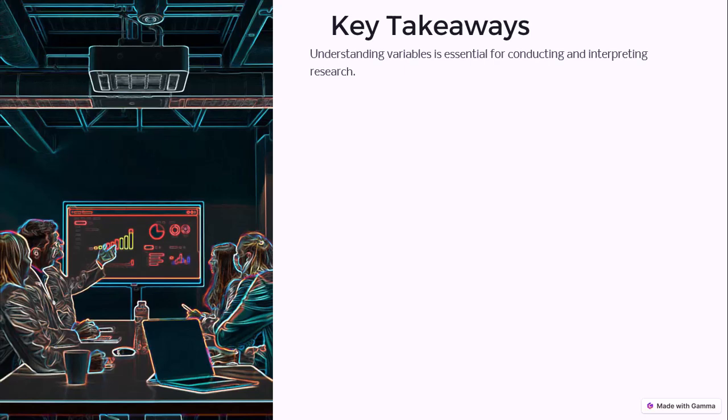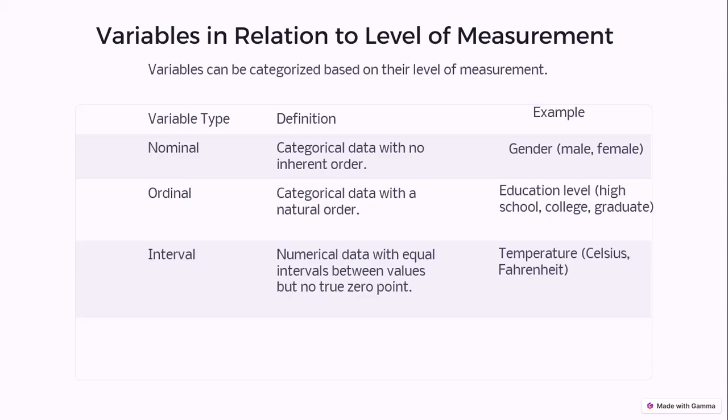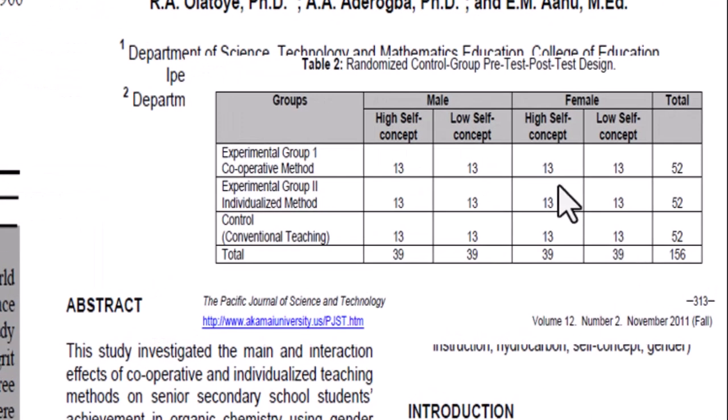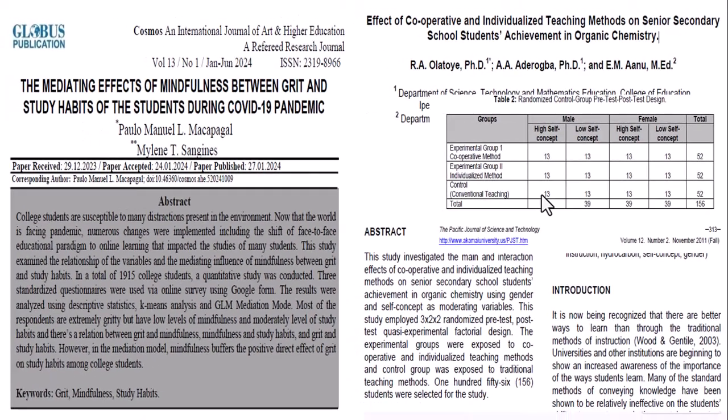We explained that in one of our videos, how you can convert certain variables to become categorical. If you look at the typical example of this research here, even the self-concept was measured using a Likert scale, but at the end it was converted into high and low self-concept, becoming a kind of categorical variable. I'll explain in one of our videos how you can use maybe SPSS to convert such variables.